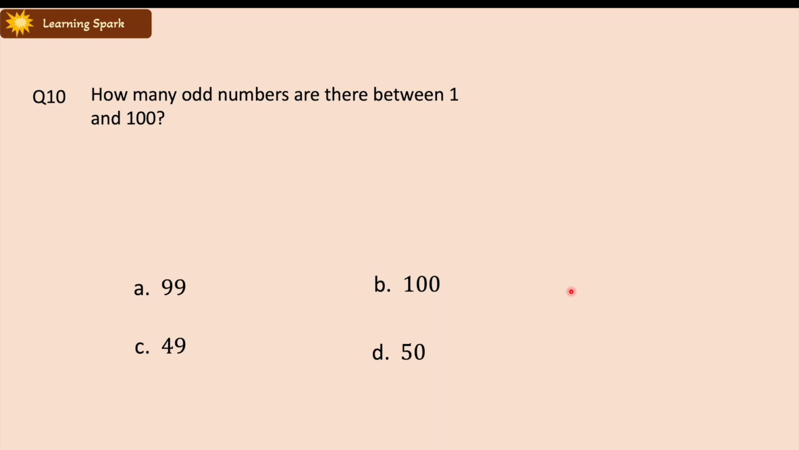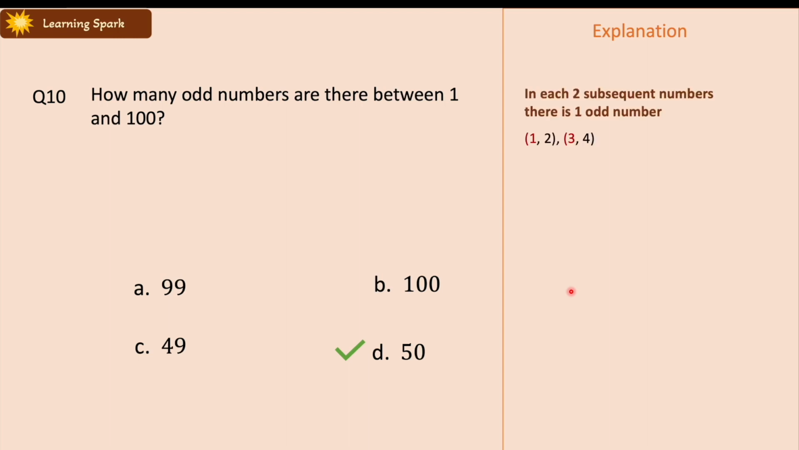Question number 10 is on your screen now. We will go to the answer now. Please feel free to pause and solve. So the answer is 50. Let's see the explanation. The question says, how many odd numbers are there between 1 and 100?